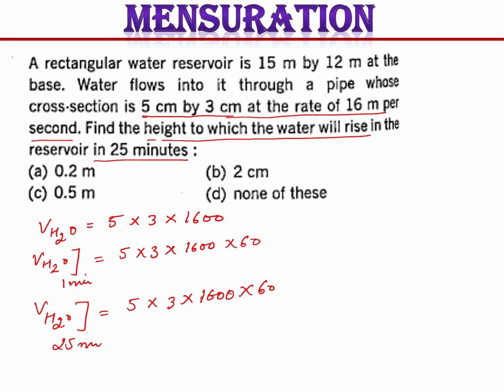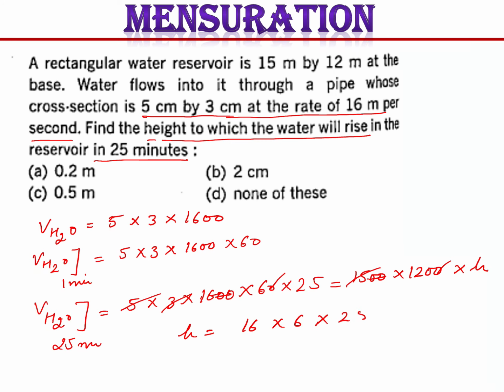into 60 into 25, and that will be the same amount of water collected in the reservoir, which will be 1500 into 1200 into h. Right, now you can see these 2 zeros get cancelled. 5 3 15 gets cancelled. Then you have 10 here also gets cancelled. So h is equal to 16 into 6 into 25 divided by 120, or I can write 12 into 10.